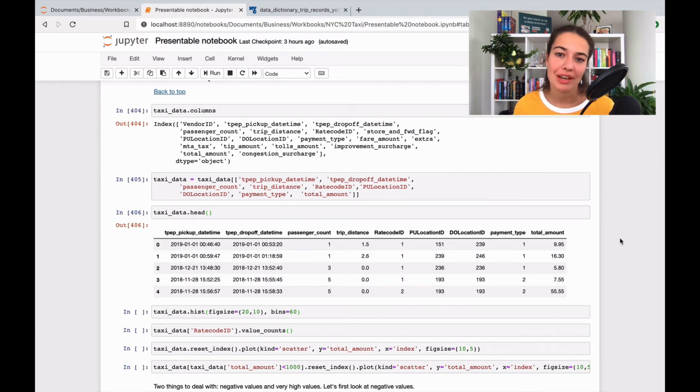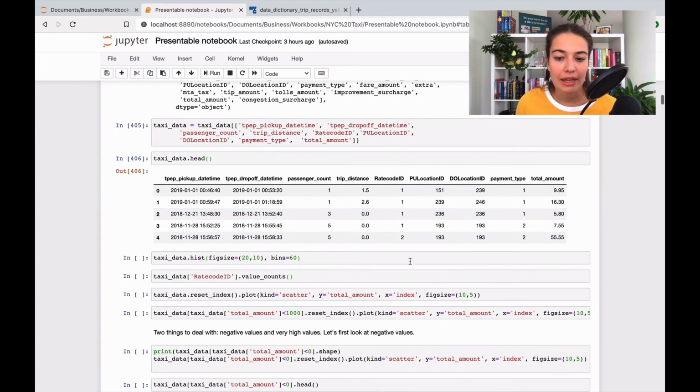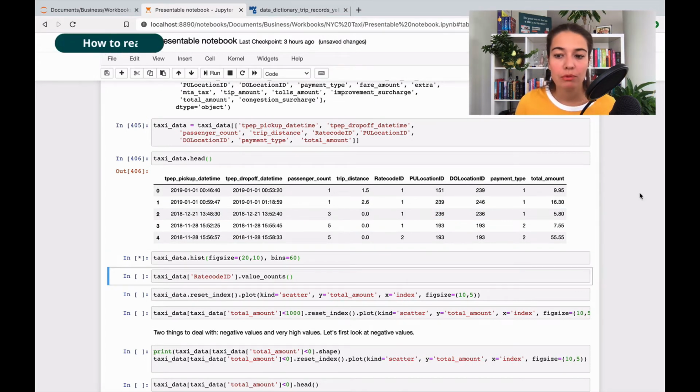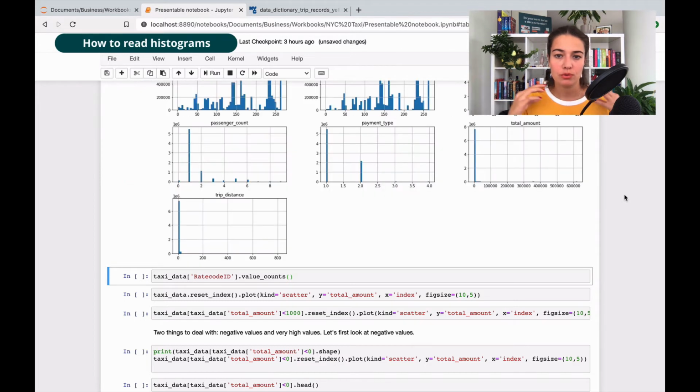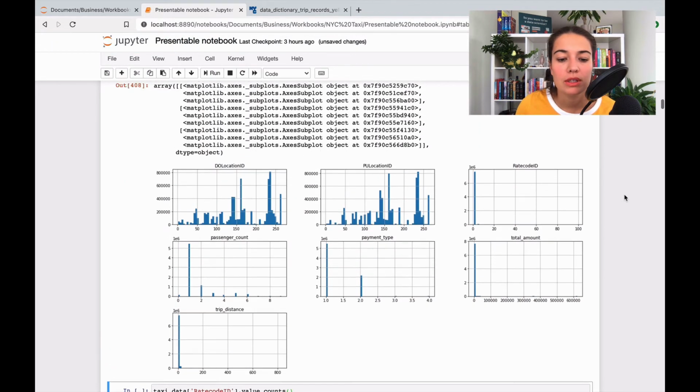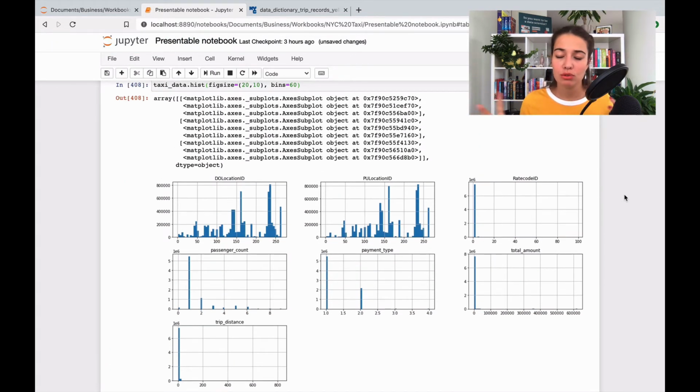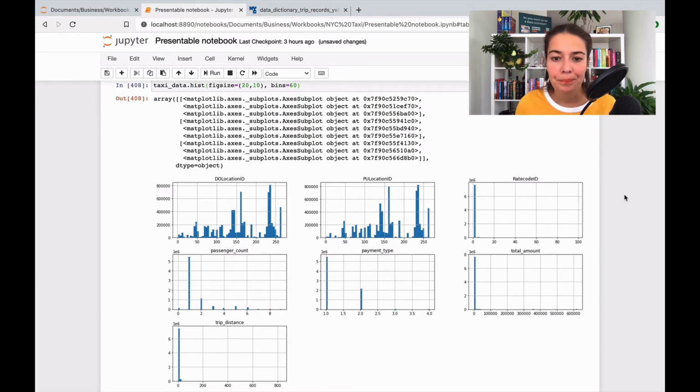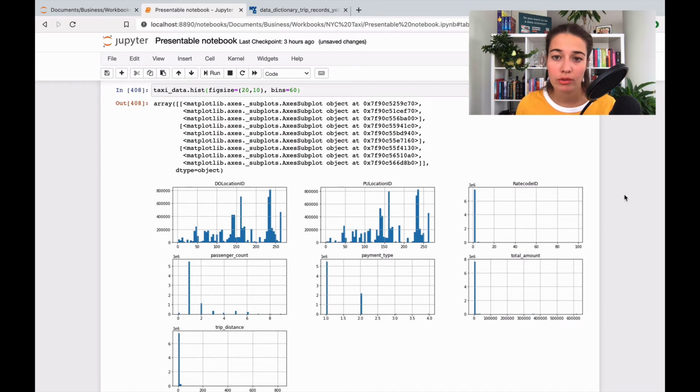One of my favorite ways of exploring the data is actually plotting it, and the plot that I'm going to use right now is called a histogram. We will be plotting the histograms of all the features. This gives us an overall idea of what might be wrong with it. But let me first tell you how to read a histogram and what we're seeing here means.